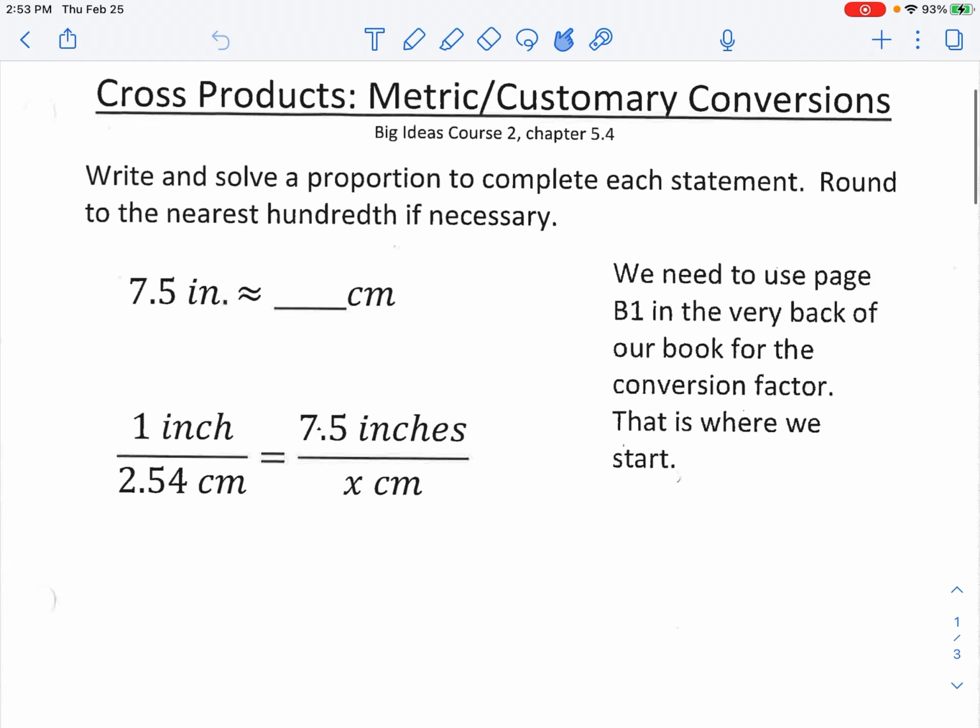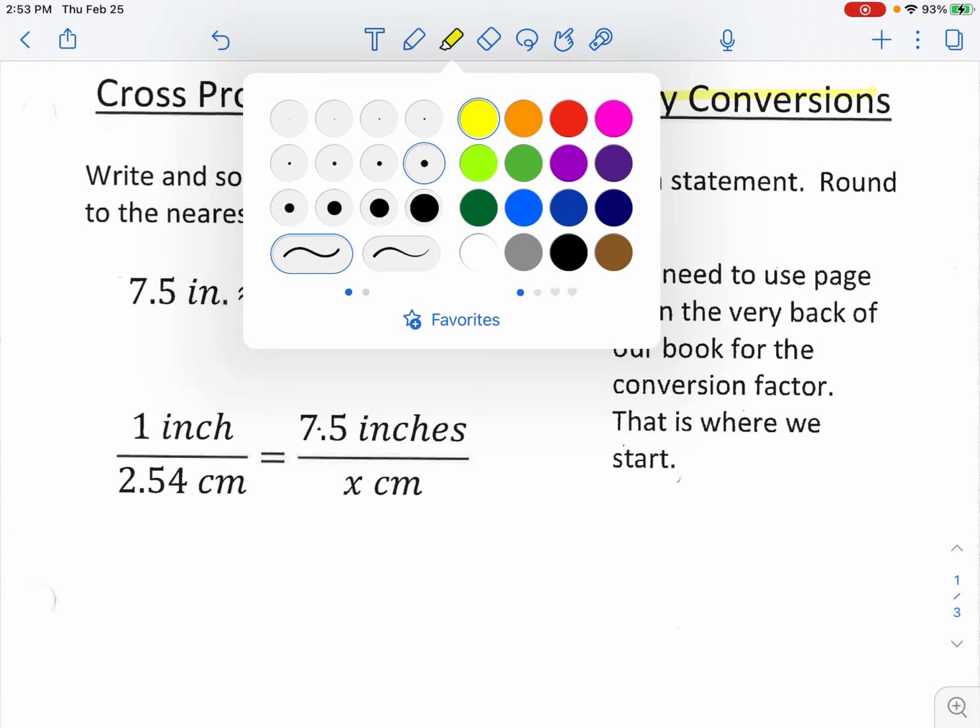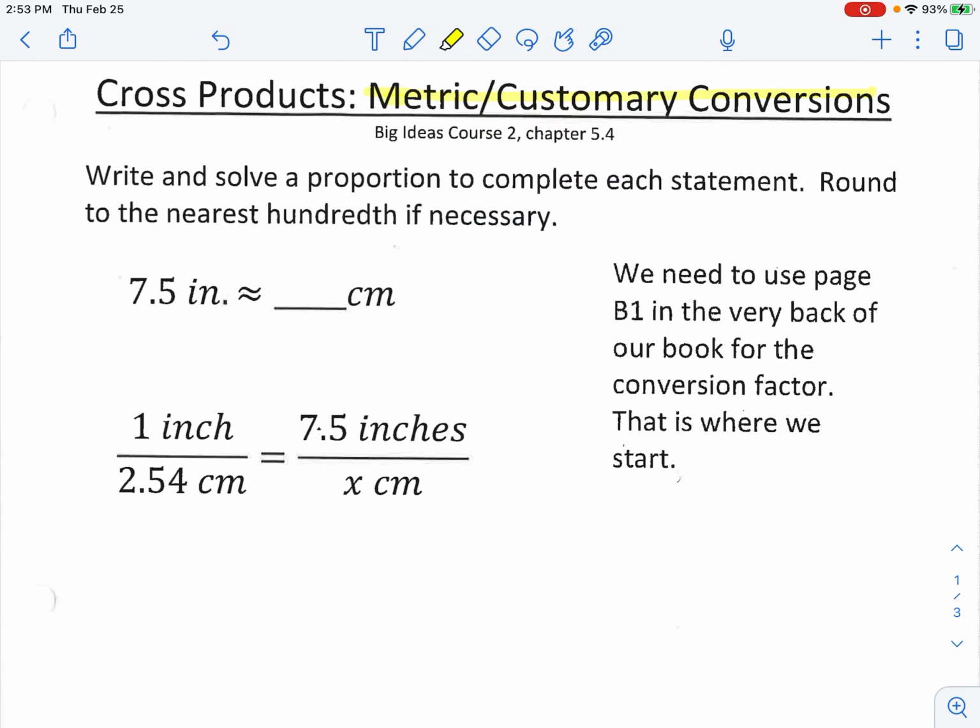All right, so we're moving on today to cross products, which we've worked on, but this time we're going to use cross products to calculate metric and customary conversions. So metric being millimeters, centimeters, meters, kilometers, etc., and customary being inches, feet, miles, gallons, cups, etc. All right, so how do we convert from one unit to the other?